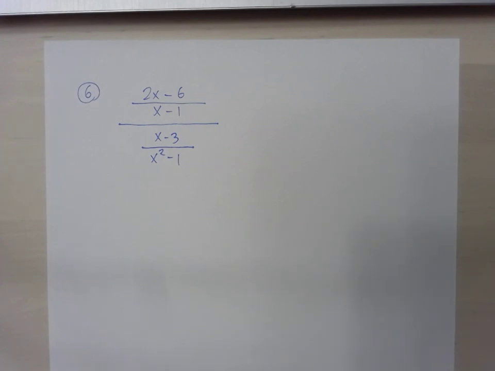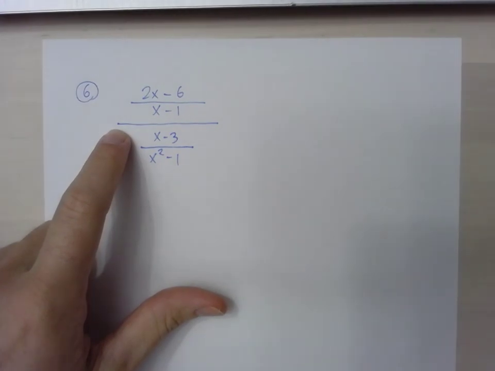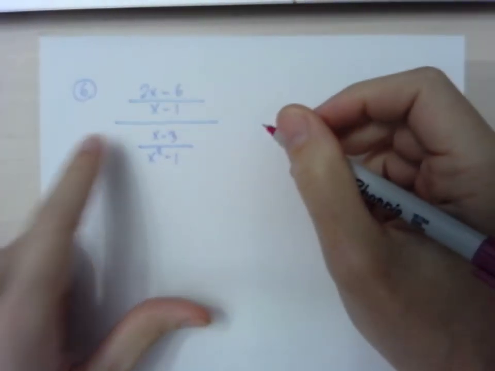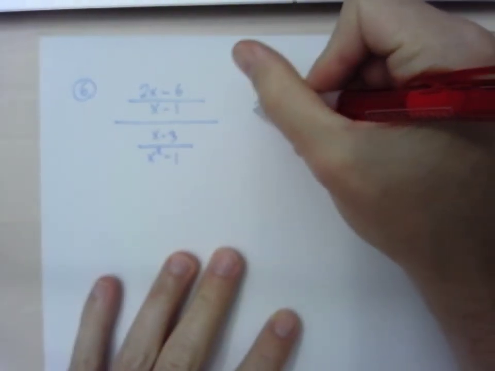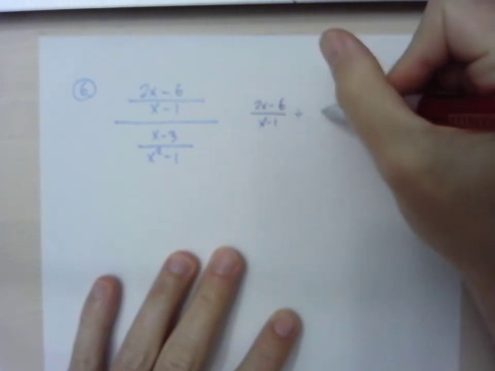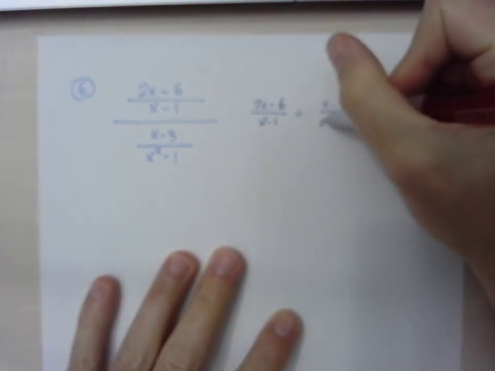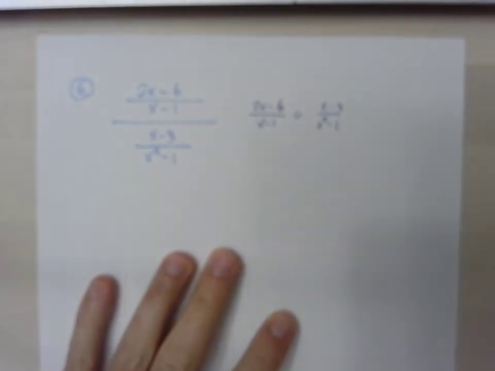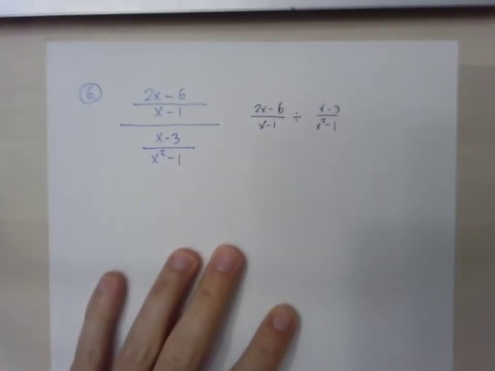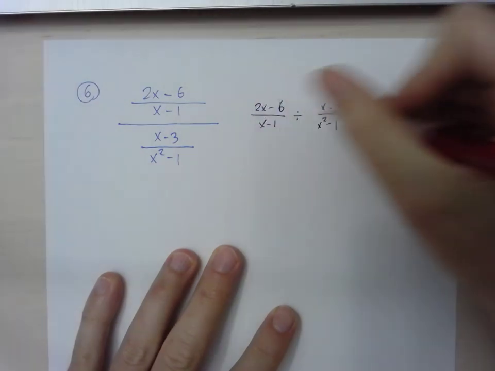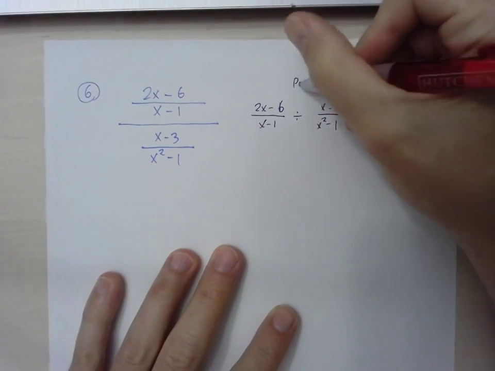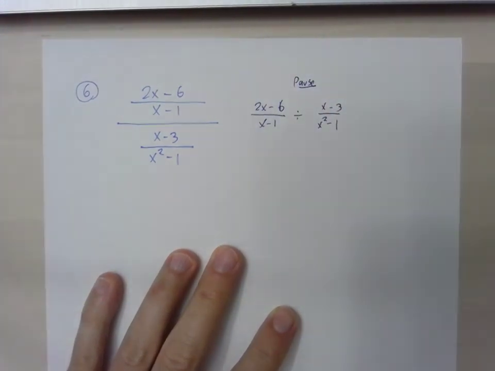All right, example number 6 is a division problem as well. Think about this fraction bar as just the division sign. So if we rewrite it, it's going to be 2x minus 6 over x minus 1 divided by x minus 3 over x squared minus 1. Which is basically like the last problem we did. So this would be a good opportunity for you to pause the video and see if you can try this one on your own. And I'll have it worked out. So pause the video, try it on your own. Unpause it, and I'll have the solution available for you to check.